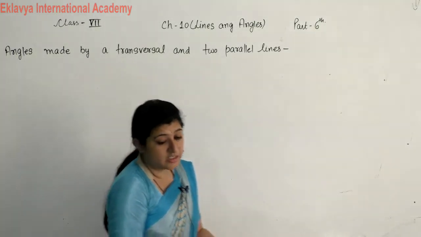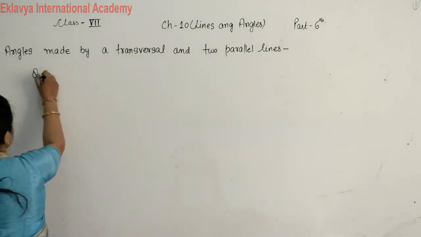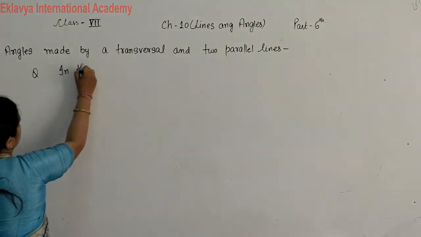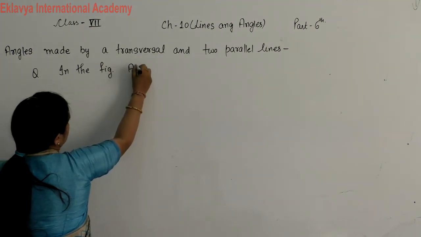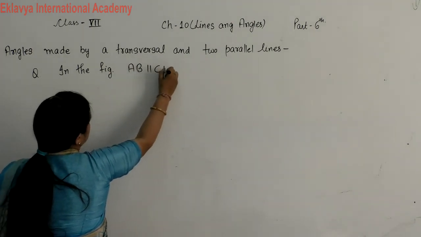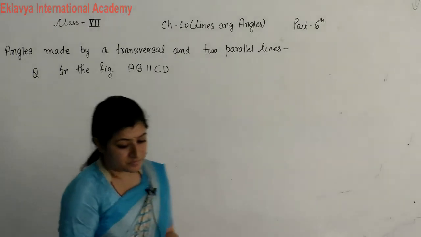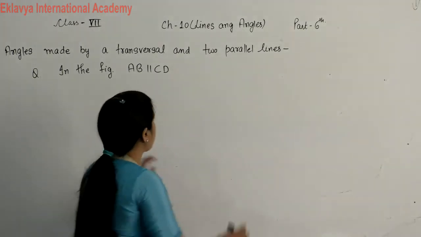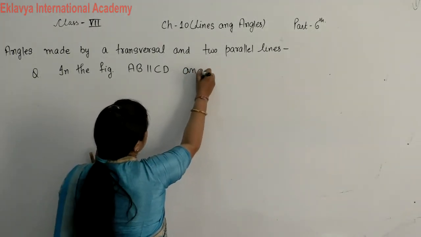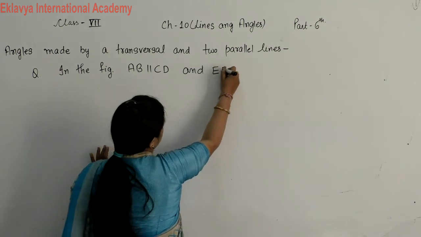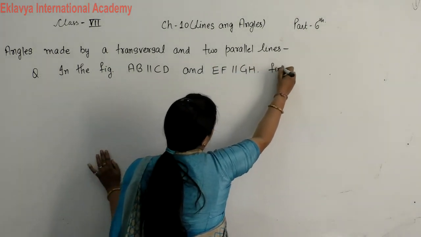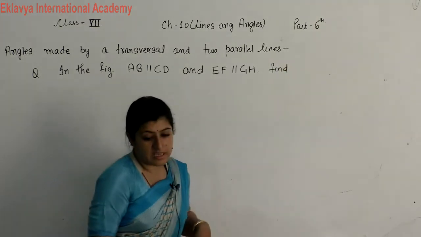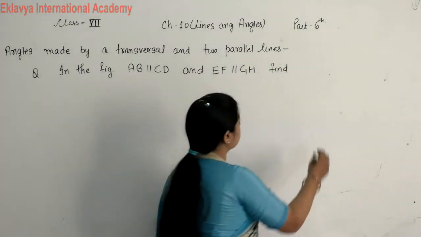In the figure, your question is, in the figure, AB parallel to CD and EF parallel to GH. Find X and Y.